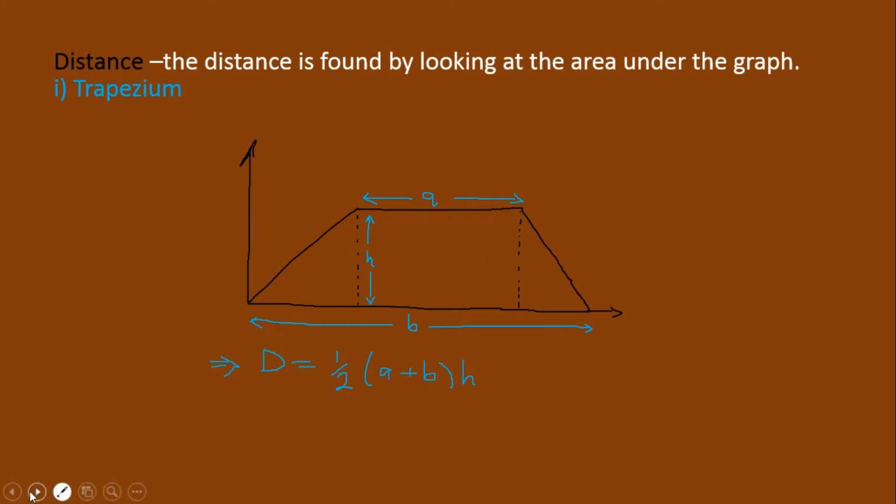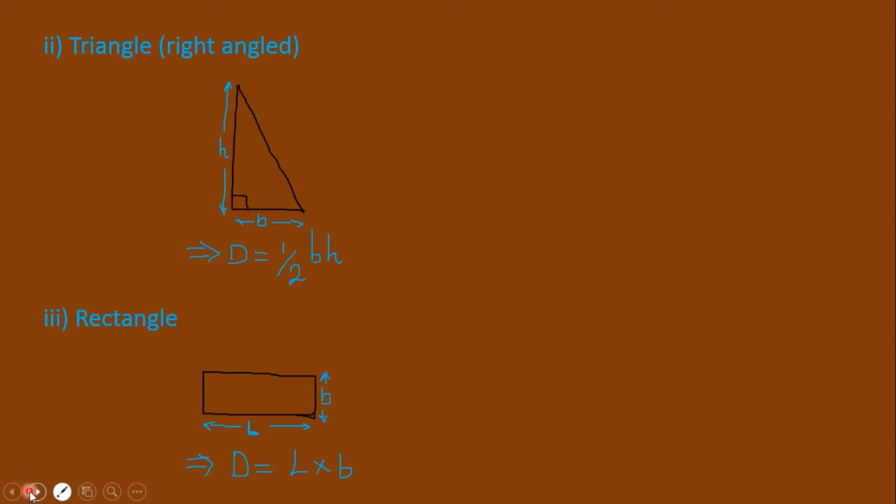Now let us see if you've been given a right triangle. Remember we said if you're finding the distance, just find the area of that given shape. That's all. So we've been given the triangle here, and what you have to do is find the area of the right-angled triangle. The formula is distance equals half multiplied by base multiplied by height, where the base is this one and the height is that one.